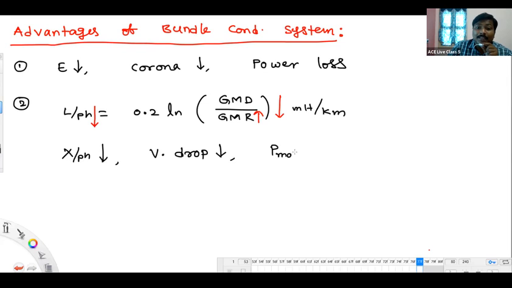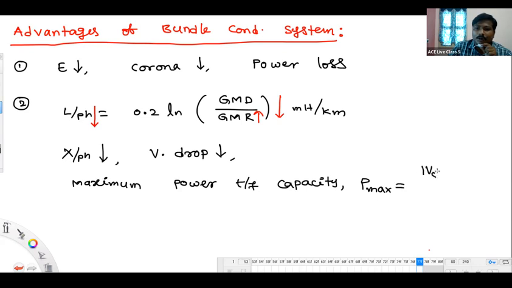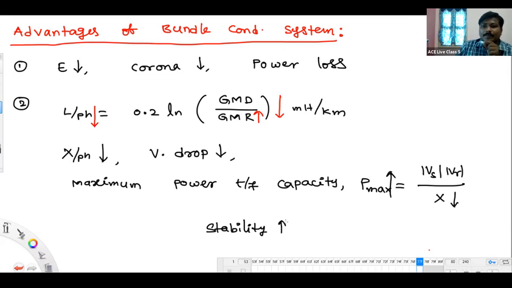Right? And you know, maximum power transfer capacity, P max. Already we know this equation: P max equals mod Vs into mod Vr by X. As X value falls down, P max value will increase. So obviously the stability of the system increases. Okay, this is the second advantage.